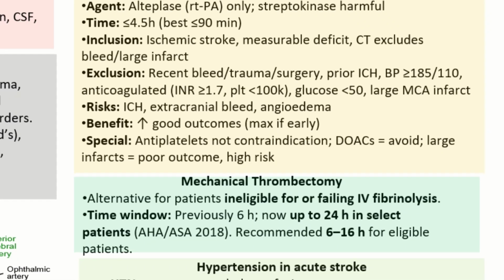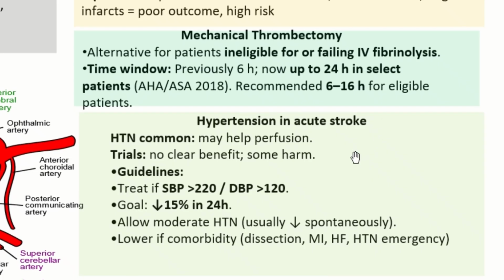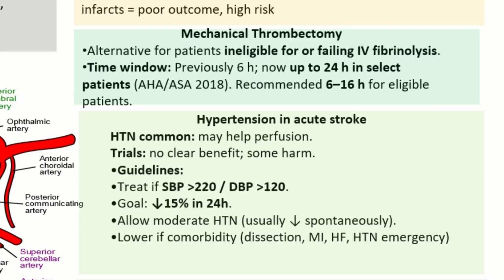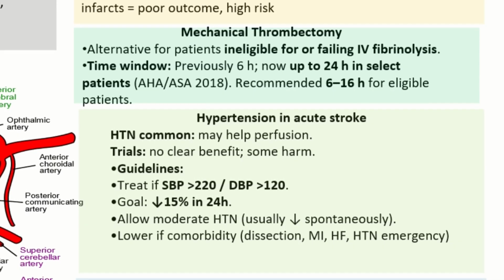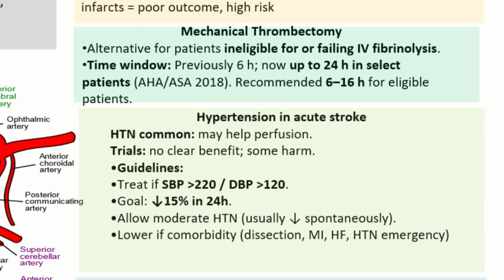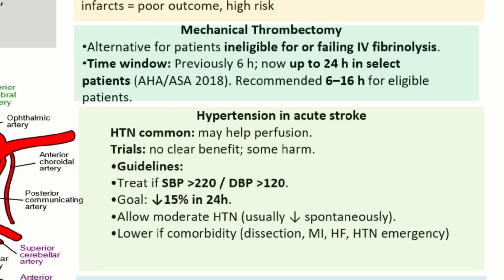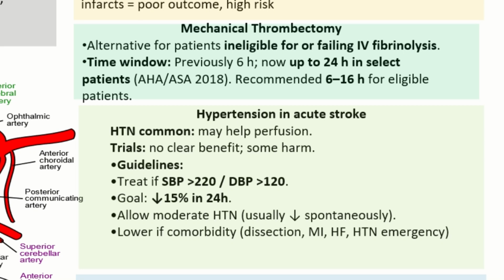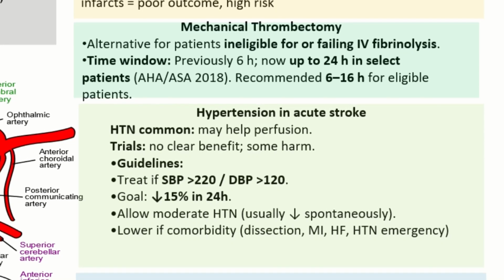Then we have mechanical thrombectomy, which is another option for these patients who cannot have IV fibrinolysis, and it has an extended time period, which was up to 6 hours before, and now they recommend even up to 24 hours in select patients, and that is according to the American Heart Association guidelines 2018. And the recommended window is 6 to 16 hours, where you can do the mechanical thrombectomy.